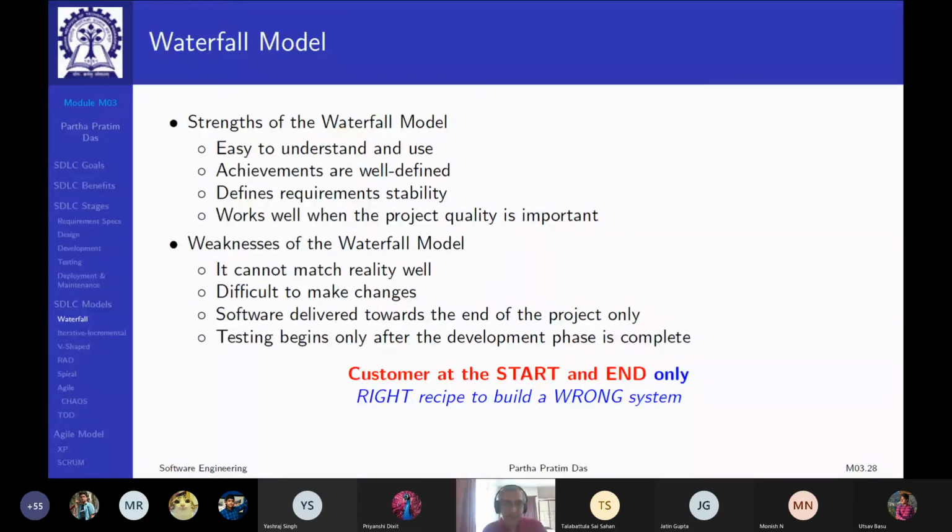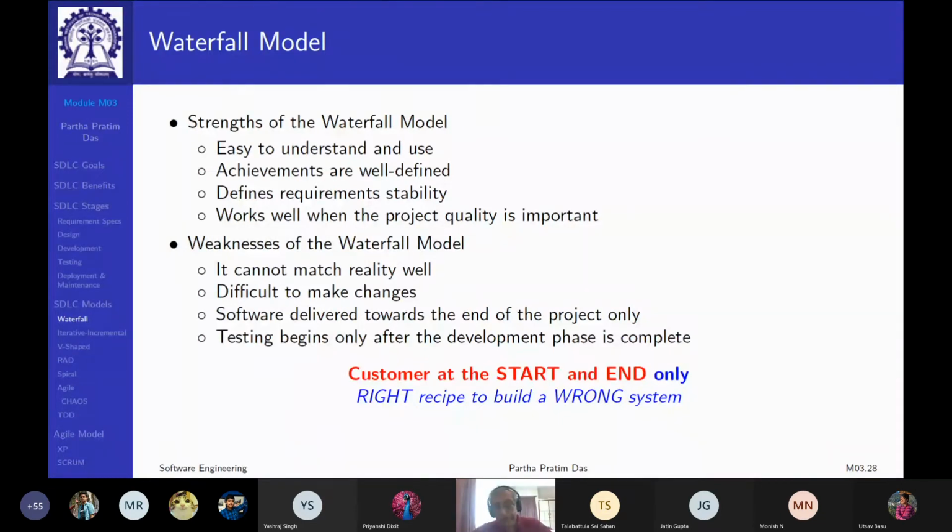But it has several weaknesses. The most important weakness is that it cannot match reality well. The customer cannot wait for a waterfall to end. In a waterfall model, you cannot make changes because it is happening one after the other. So while you are at the coding stage, if you want to make some changes in the specification, you'll have to trace back up the waterfall and start again.